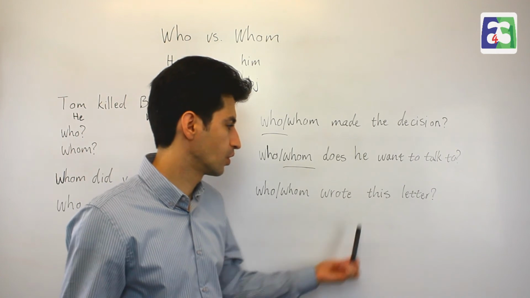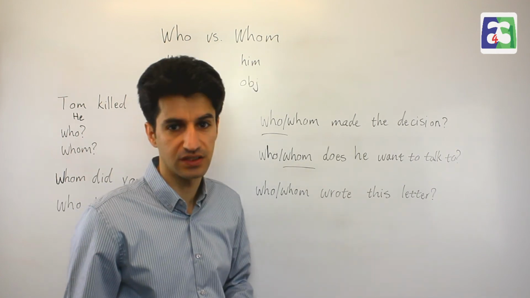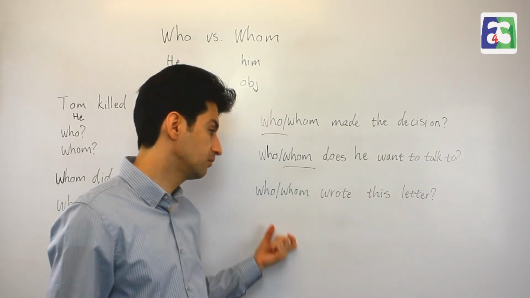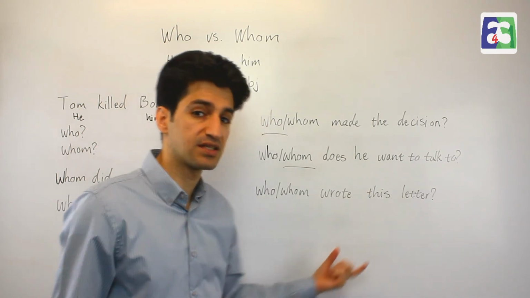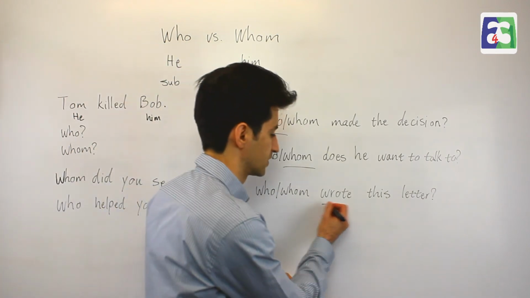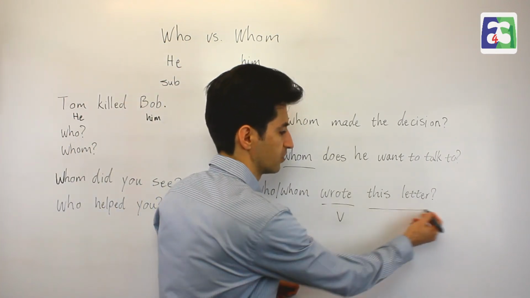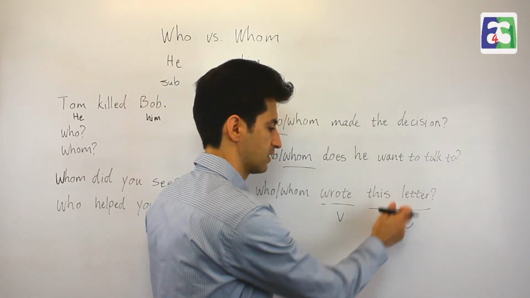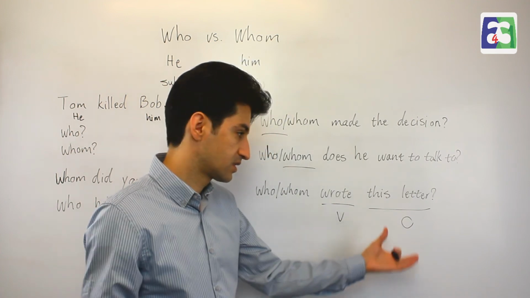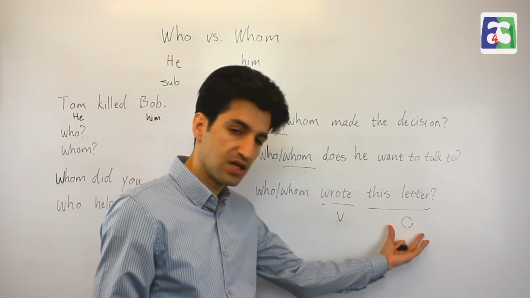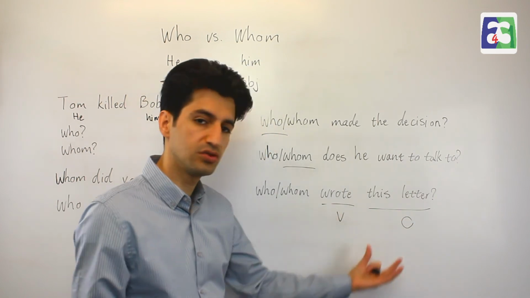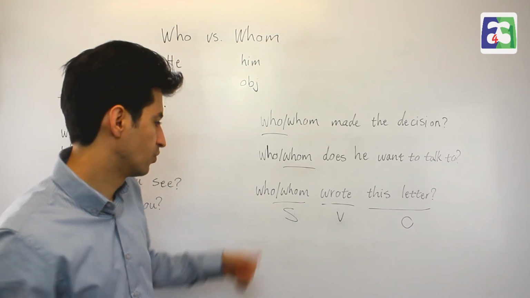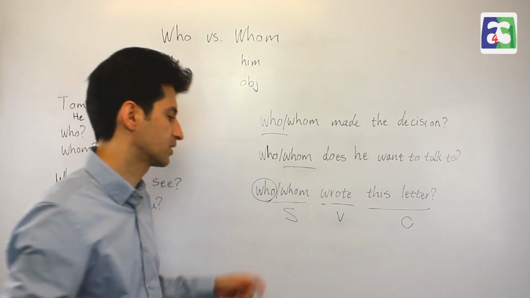Who or whom wrote this letter? Now let's look at the answers. He wrote this letter, or him wrote this letter. Oh no, I can't say him because this is the verb of this sentence, okay? And after the verb I've got the object. So writing happened on this letter. This is the object of the sentence. This action takes place on this. So I just need someone to do this. I am looking for a subject, okay?